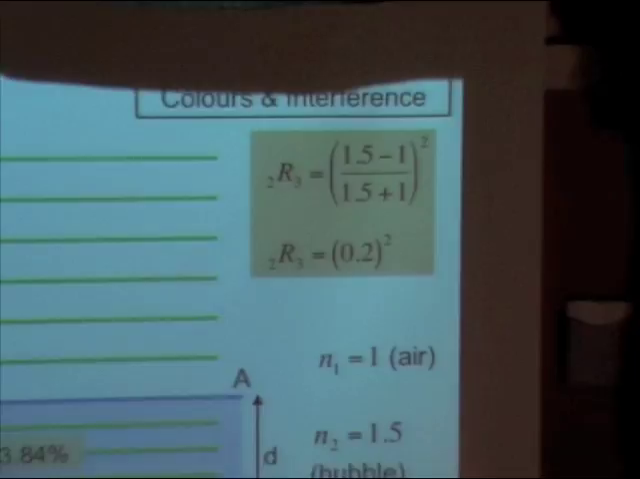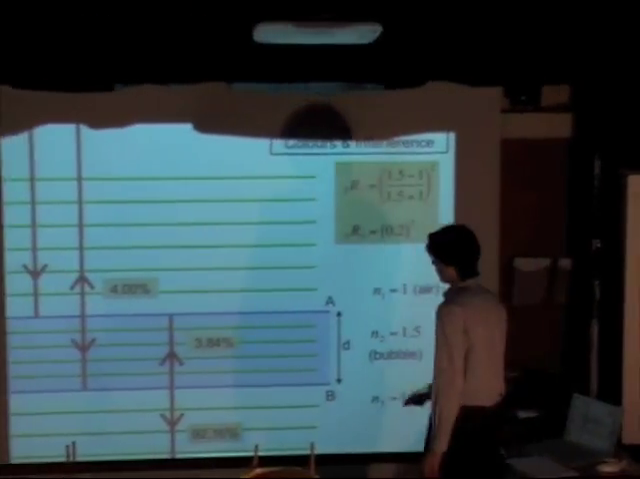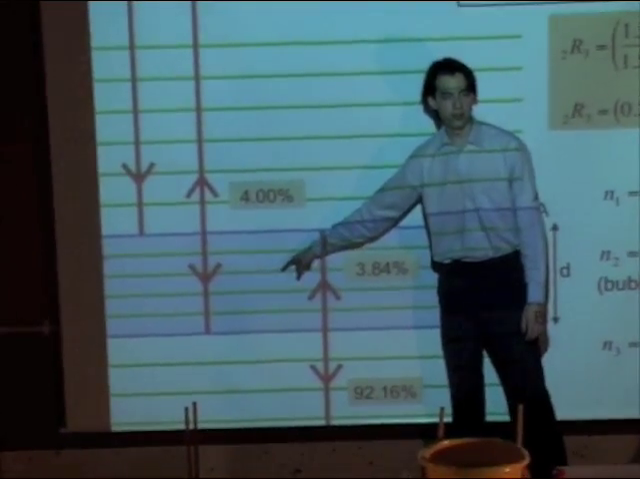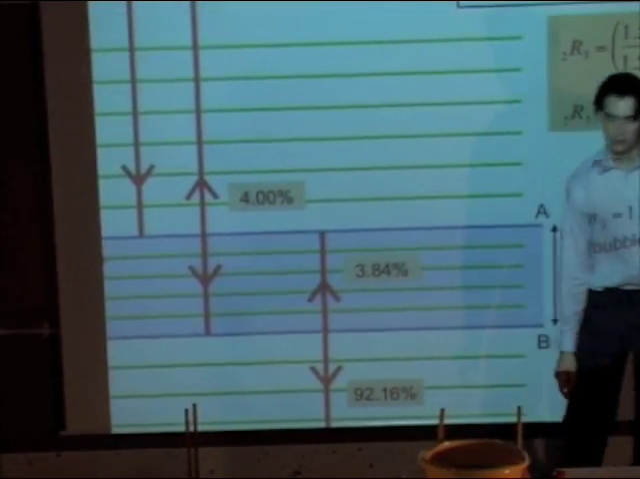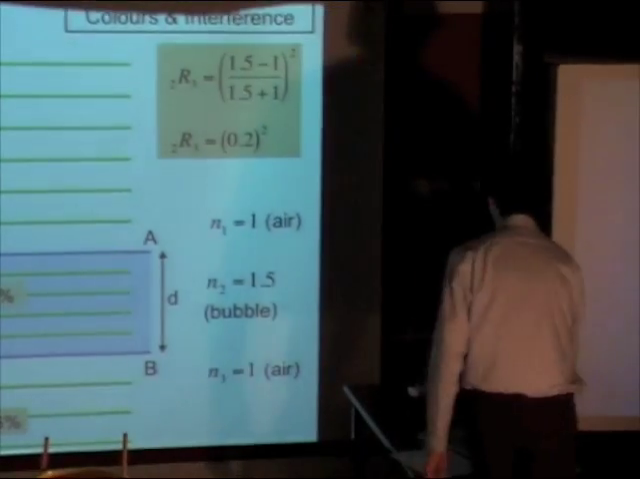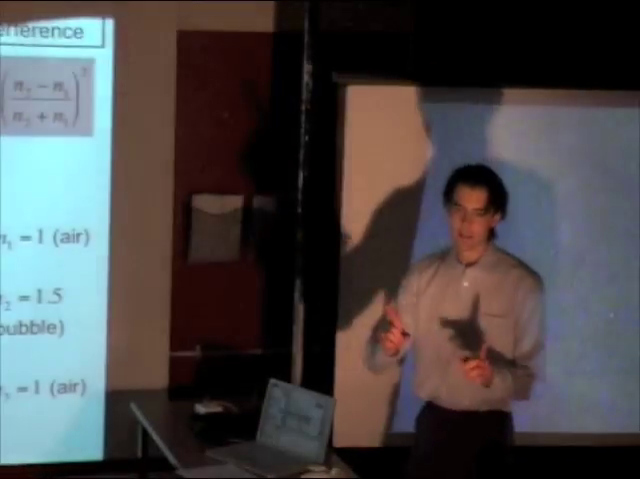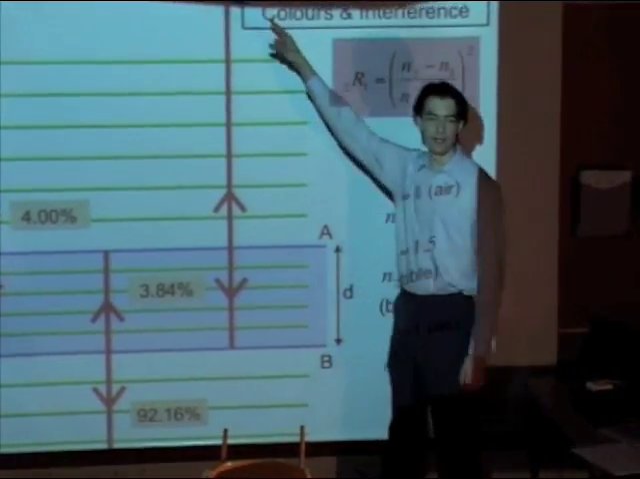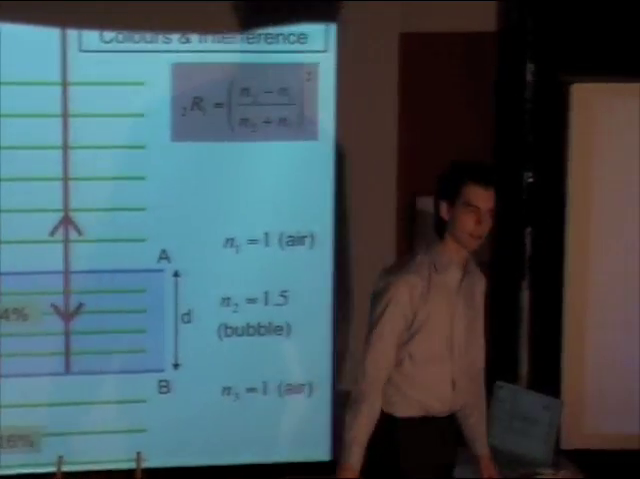And if I do the maths again, I figure that I get 4% coming back, but it was 4% of 96%, so I counted that in. And then the rest goes straight out, so we forget about that, I don't care about that. And I now want to finally look at this 3.84%, how much of that gets out, finally, to where you're standing to see the colours.